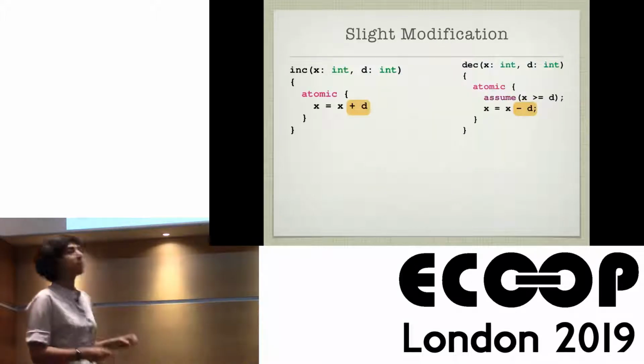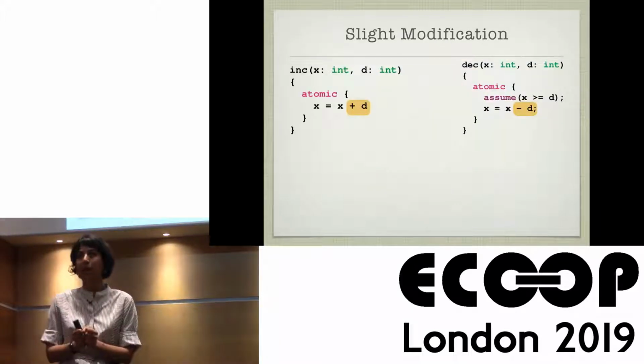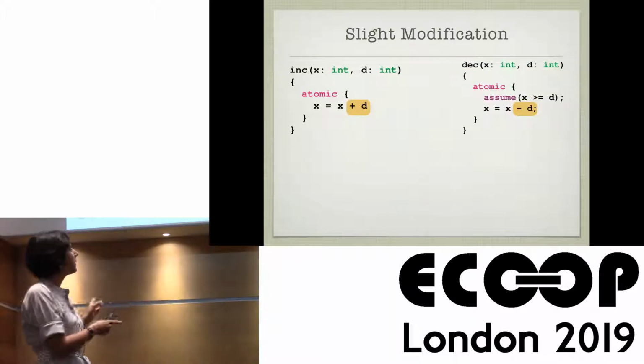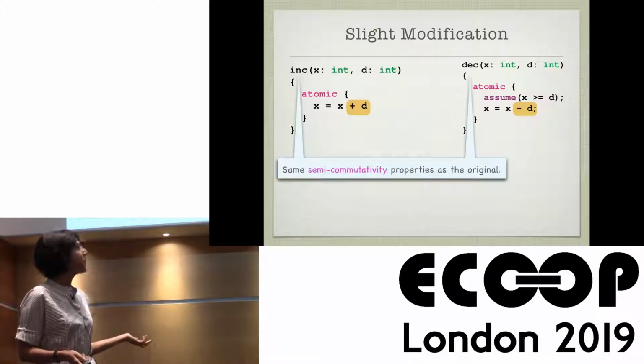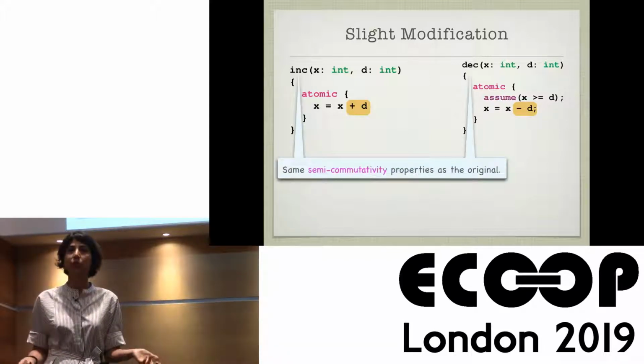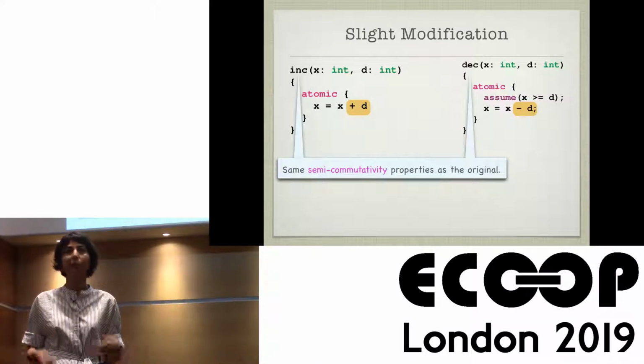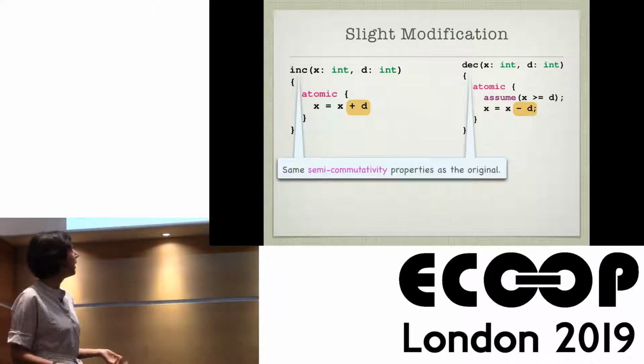Now, let's make the example interesting. I've changed the increment and the decrement only by changing the delta. It's not +1 or -1 anymore, it's +d or -d. The semi-commutativity properties haven't changed. Still, decrement semi-commutes with increment even if the delta is d, in the same exact way, for the same exact reason, right? So I still have that.